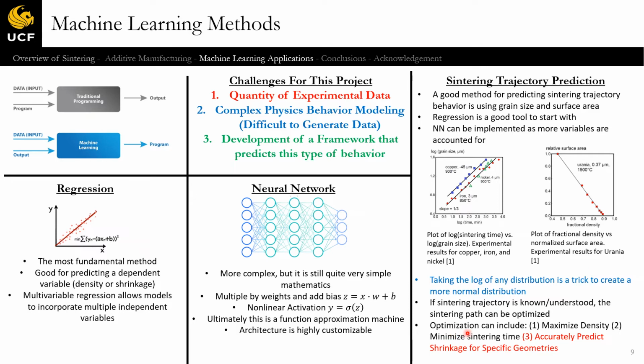Now, optimization of sintering can include: one, the maximization of density; two, the minimization of sintering time so that you don't have to use as much energy; and three, to accurately predict the shrinkage for specific geometries, and that's what we're going for here. Because in additive manufacturing, you're going to have these new and unique geometries fresh from the printer.